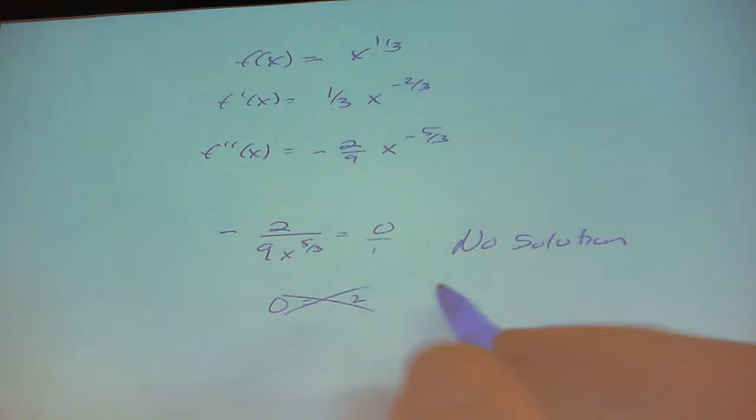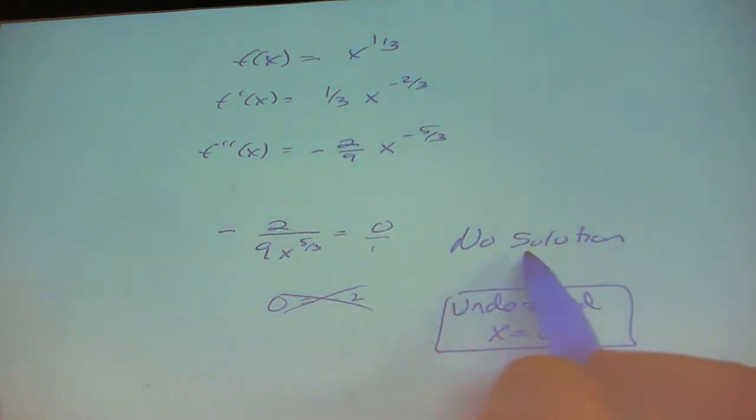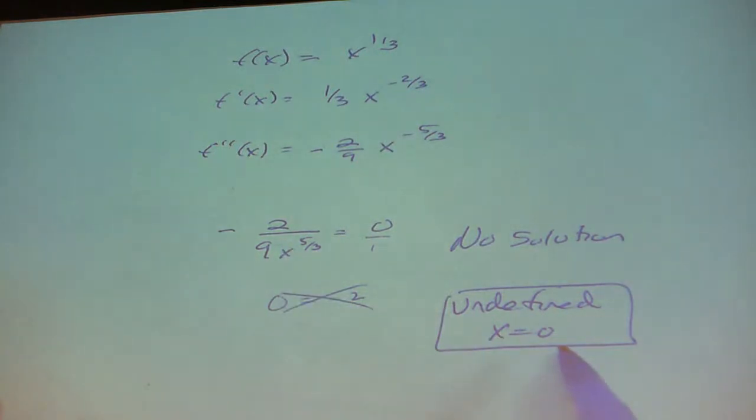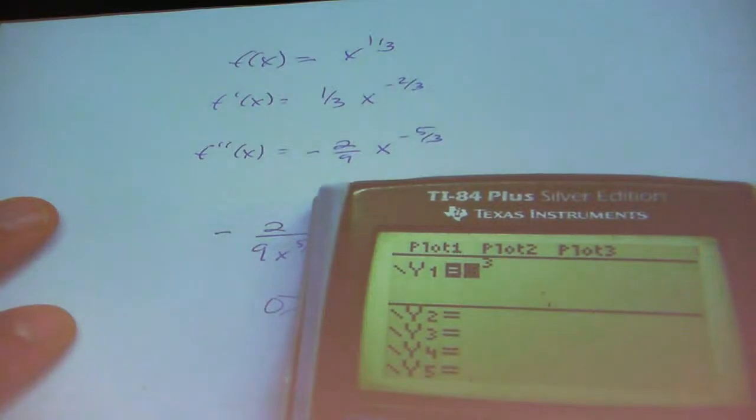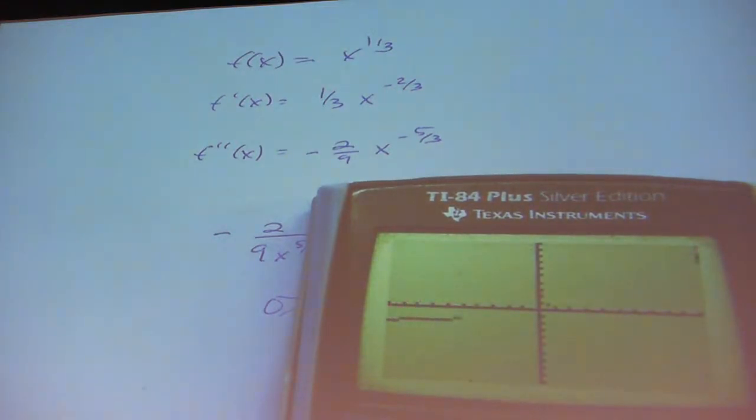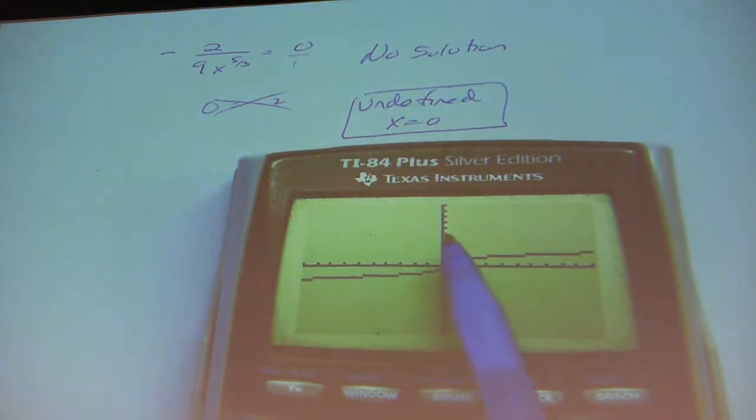But we do know that it's undefined if we plug in 0 for x. So again, there may be no solution, but it's undefined. If I plug in 0, you can't divide by 0, it's undefined. We know that at 0. So let's go ahead and go to the calculator. We graph the original, x raised to the 1/3. Graph, we're keeping the window of 10 by 10 by 10. And we found that at 0, it's where it's undefined.